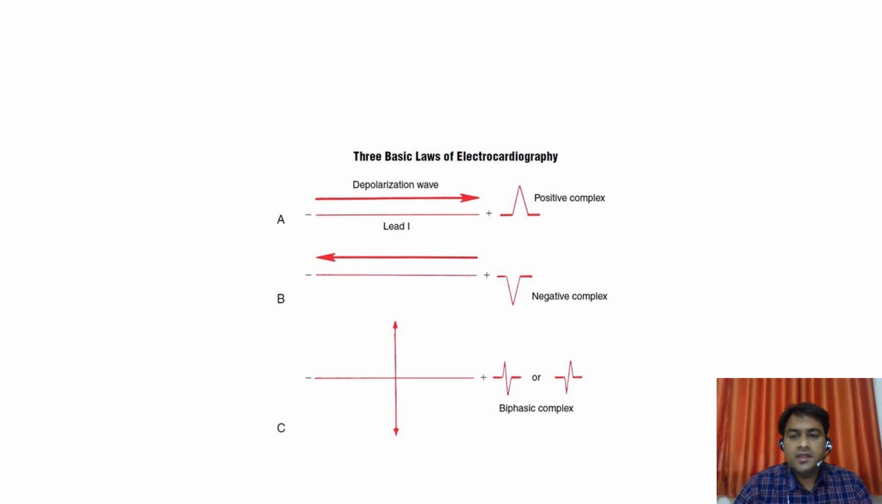So that's one thing, and second, regarding repolarization: if the repolarized wave is moving towards the recording electrode, it is recorded as a negative deflection. If the repolarized wave is moving away from the recording electrode, it is recorded as a positive deflection. And if the repolarized wave is moving perpendicularly, then it is recorded as biphasic.